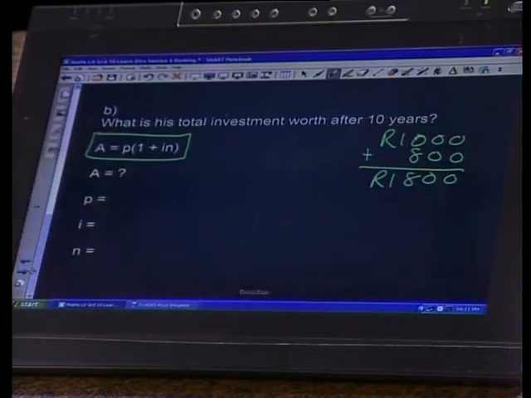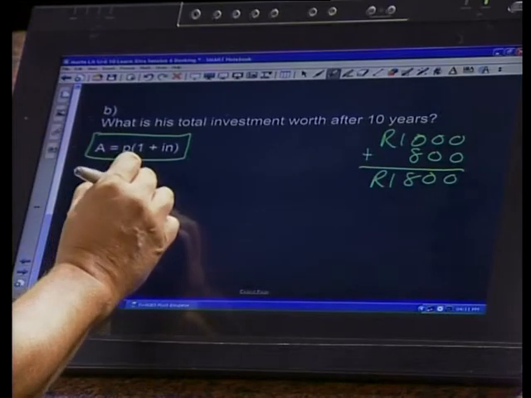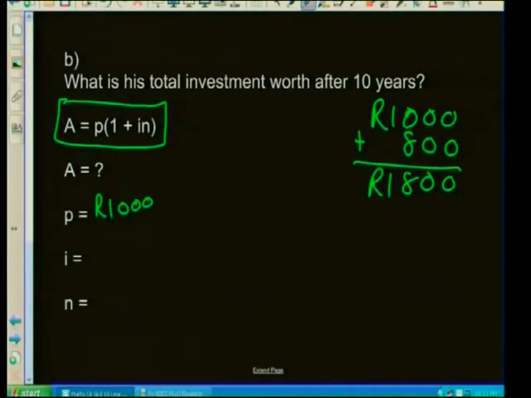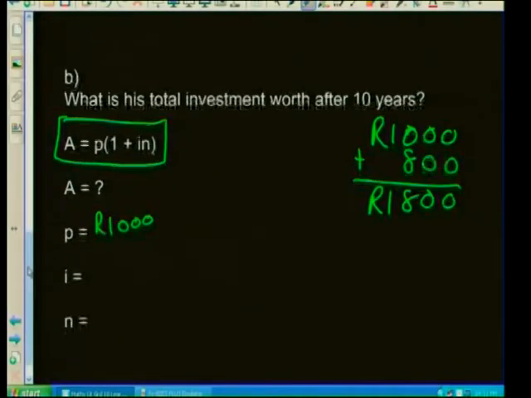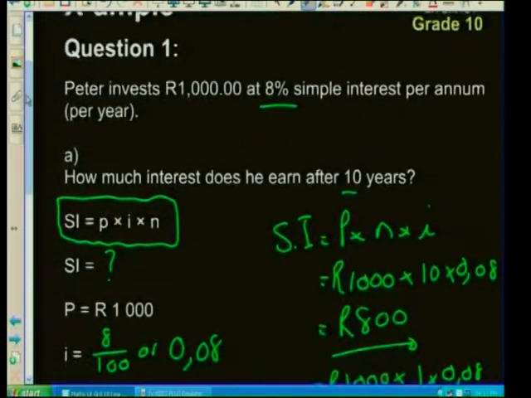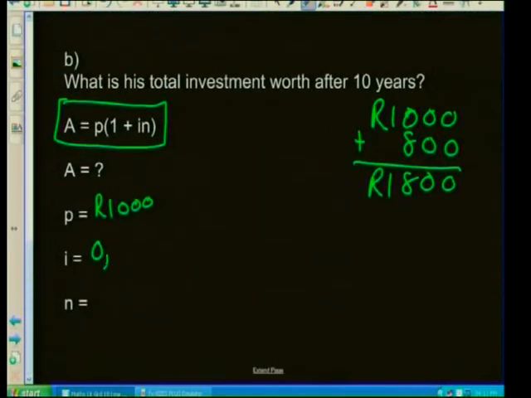So A is what we're trying to calculate. P, the amount we put in the bank, was 1,000 rand. I, we said was, what was it? 8%, it was 8%, cool. And we said we could write that as 0.08. And N was for the number of years, which is 10. So let's go. A equals P, which is 1,000 rand, times 1 plus my interest rate, 0.08, times 10.